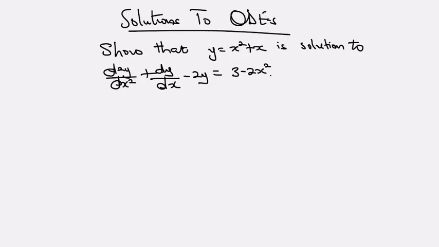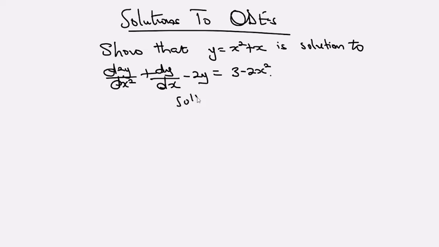In this tutorial, we're going to talk about solutions to ordinary differential equations. And in this question, we have to show that the equation y equals x squared plus 6 is a solution to the ordinary differential equation d squared y on dx squared plus dy on dx minus 2y. So we know that d squared y on dx squared is the second derivative of y, and dy on dx is the first derivative of y.